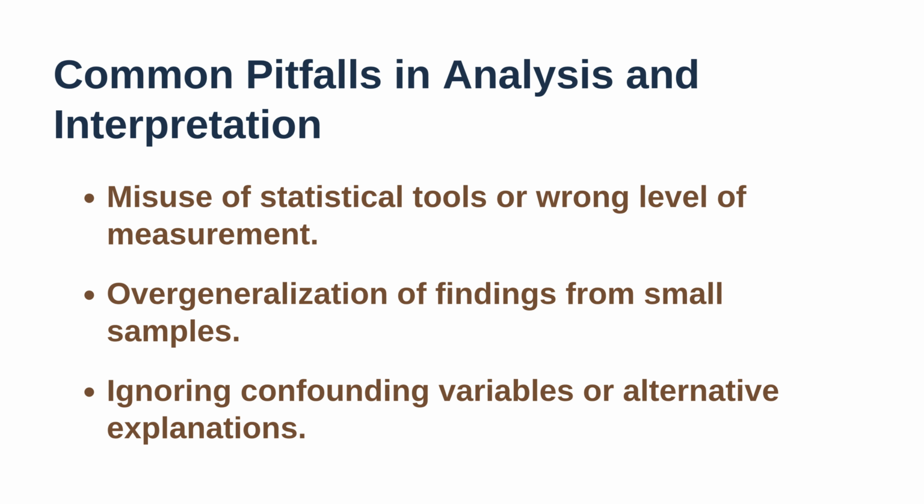Another one is ignoring confounding variables. These are factors that might influence results, such as age or environment. These mistakes weaken the credibility of your findings and can lead to incorrect conclusions.